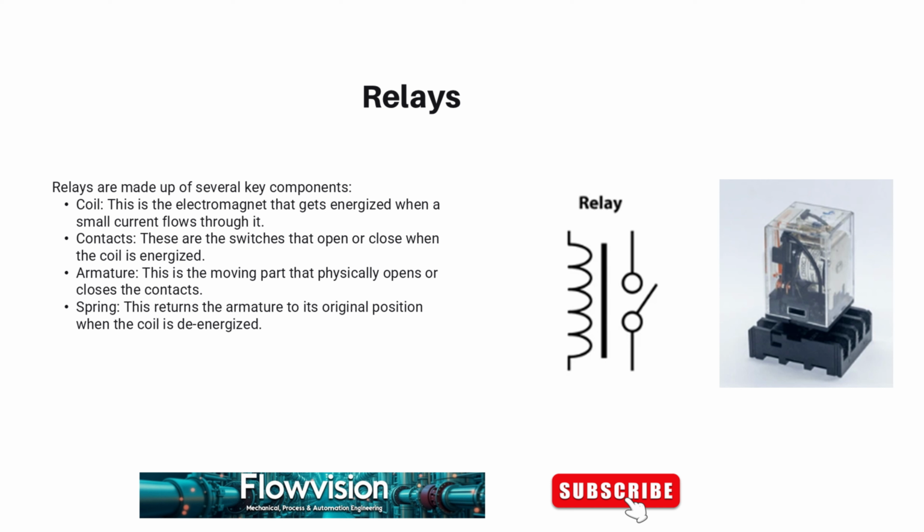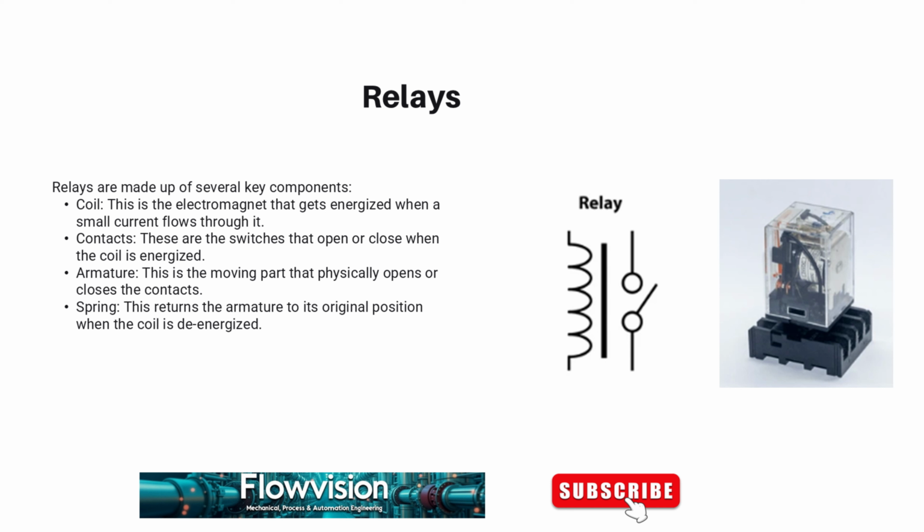So, a relay is an electrically operated switch. It uses a small electrical signal to control a large electrical load. Think of it as a middleman that allows a low power circuit to control a high power circuit or a high voltage circuit safely and efficiently. Relays are made up of several key components, but in this video we are just concerned about two parts, the coil and the contacts.